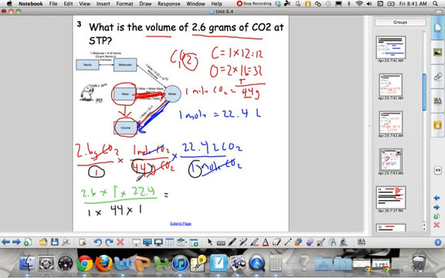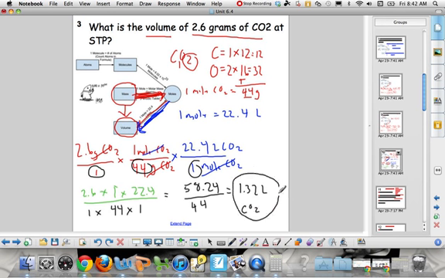What I'll be left with is 58.24 on the top. And down on the bottom, I have 1 times 44 times 1. That's going to leave me 44 on the bottom. And divide 58.24 by that 44 to get your answer. And when I do that, I get a long number. We're going to round it to 2 decimal places, but I get 1.32. And this will now be liters of CO2.